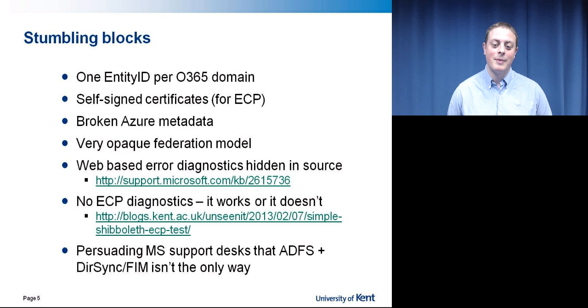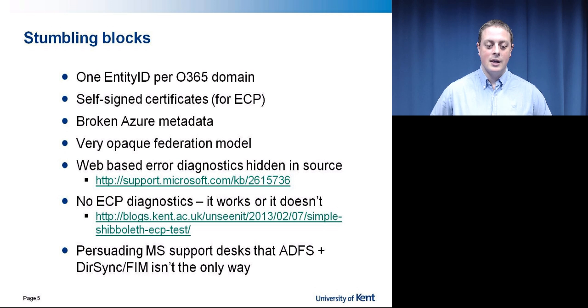After we'd gone down that route, it transpired that because we've got two domains, each of those domains is set up separately for the federation, and you can't duplicate an entity ID between two different domain setups. So we have to have two separate Shibboleth IDPs in order to cope with our two Office 365 domains.